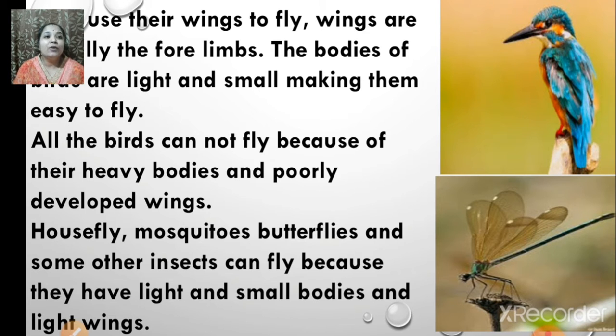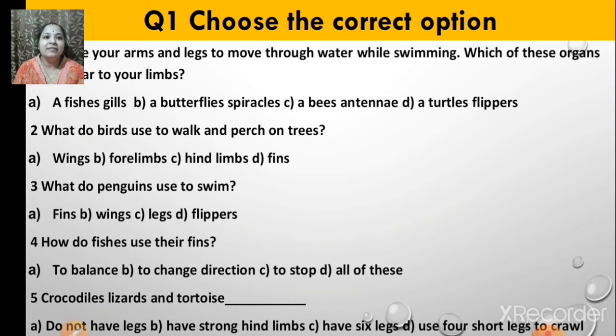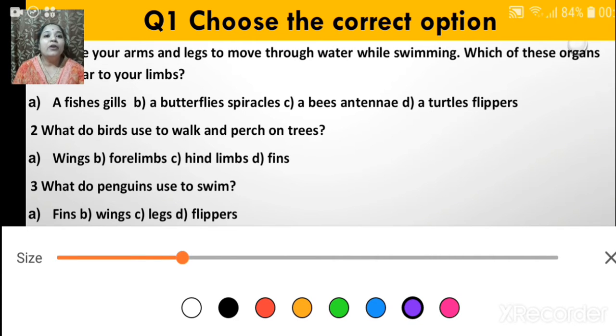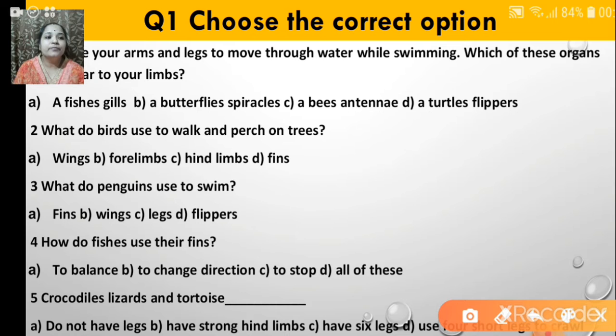So, let us see the questions based on what we have discussed. The first one is choose the correct option. You use your arms and legs to move through the water while swimming. Which of these organs are like your limbs? A fish's gills, a butterfly's spiracles, a bee's antennae, a turtle's flipper. So the answer is a turtle's flipper.